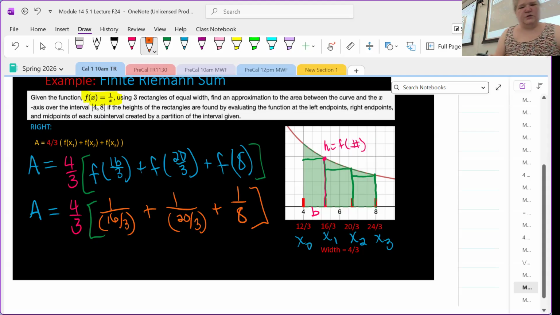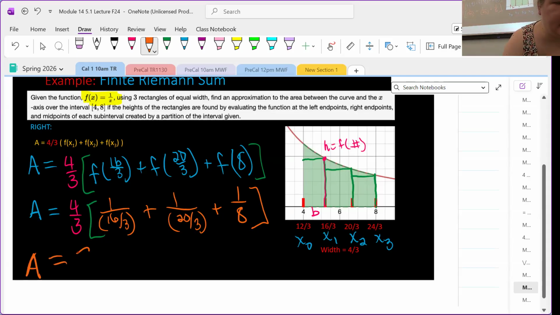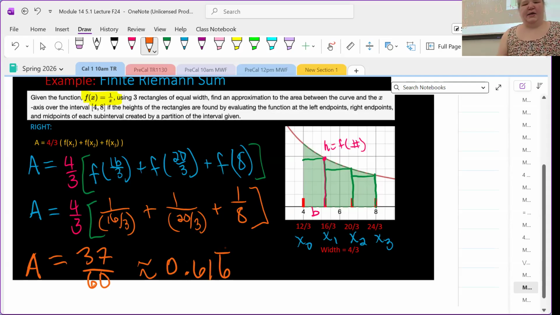And why do math by hand when you have a calculator? 4 divided by 3 times 3 divided by 16 plus 3 divided by 20 plus 1 divided by 8. And that's 37/60. So that's 0.616 repeating.